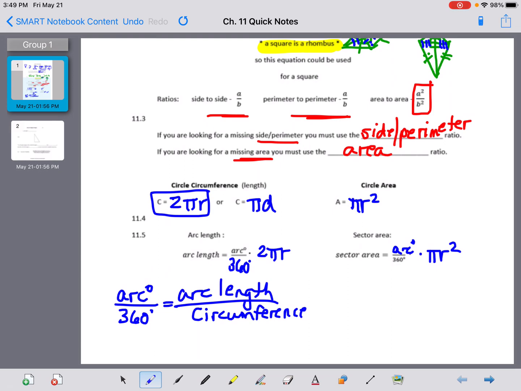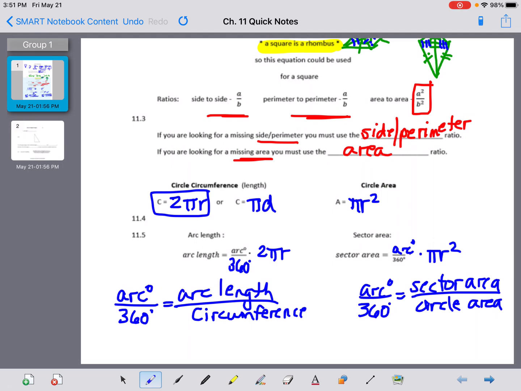So remember those. And again, we could set this one up: arc degree over 360 equals sector area over the circle area, okay? And circle area can be replaced with pi r squared if you're solving for r or something like that.